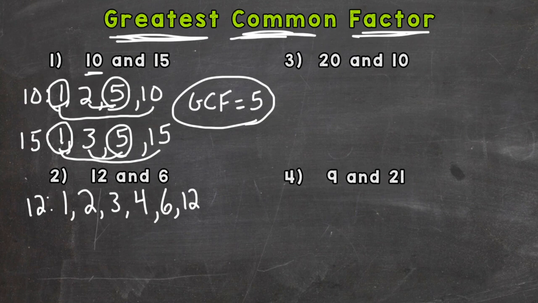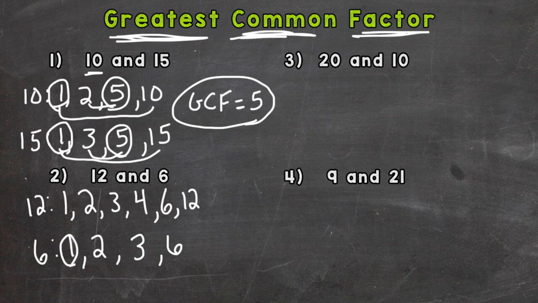Now let's write our factors for 6. So we always start with 1 and the number itself. 6 is even, so I know 2's automatically going to be a factor. And 2's partner, or other factor for 6, is 3 here. So there's your list of factors for 6.